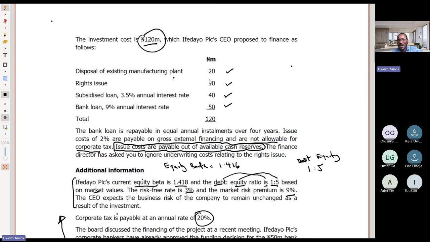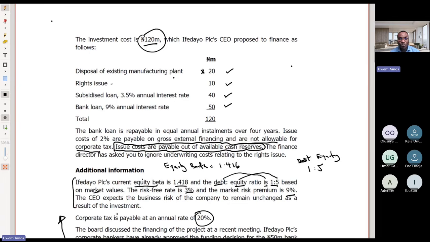So we need to look through this and identify which of them is external financing. When we say external financing, we mean sourcing money from external sources. Disposal is you selling your assets. It's not as if you're asking someone to give us money to finance that business. You're just selling your asset. So this is not an external finance.